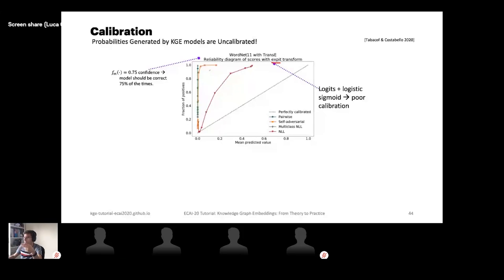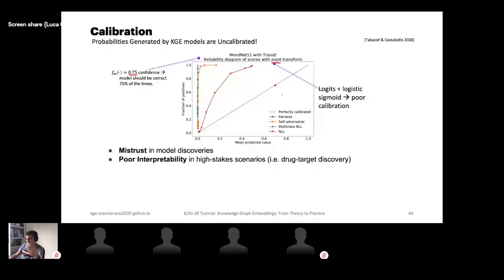So if you're familiar with calibration diagrams, a perfectly calibrated model should look like the diagonal here. But these models do not look like that. They are extremely uncalibrated, which means that, for example, if I return 75% confidence for a triple, it means that the model should be correct 75% of the time. So we should have a point that falls on the diagonal, but these models may undershoot or overshoot, right? So again, this means that discoveries, which means predicting new facts, may not be trusted that much by end users of these applications, of these pipelines. Also, that may hamper interpretability, especially when you're working, say, in drug target discovery or in medical problems, right?